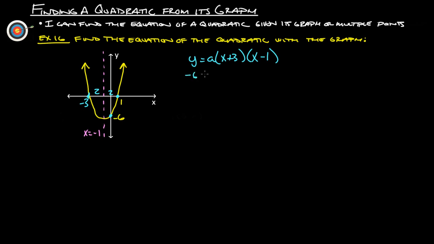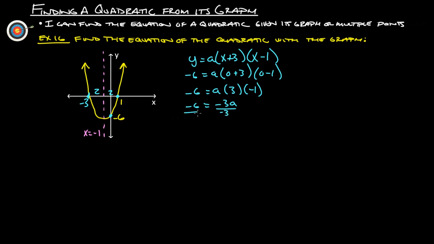We'll do negative 6 equals a times, whenever we're looking for the y-intercept, all the x's are 0, so we do 0 plus 3 times 0 minus 1. Negative 6 equals a times 3 times negative 1. Negative 6 is negative 3a.